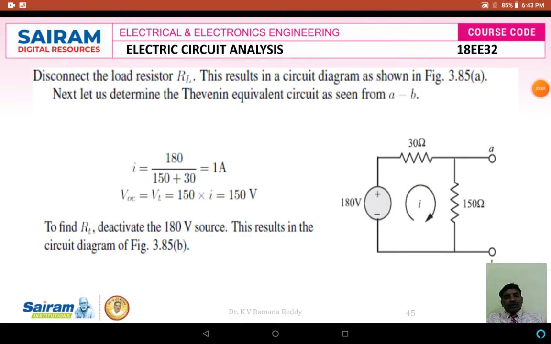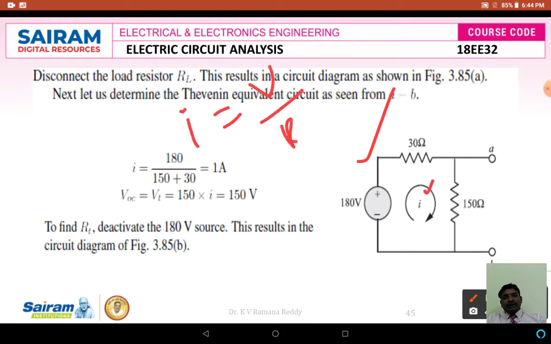How to find the value of I here? From the given circuit we can find that I is equal to V by R equivalent. What is V? V is 180 volts here, and what is the R equivalent value? According to this given circuit, R equivalent is nothing but the sum of 30 ohms plus 150 ohms, because 30 ohms and 150 ohms are connected in series and the same current, called I, is flowing.